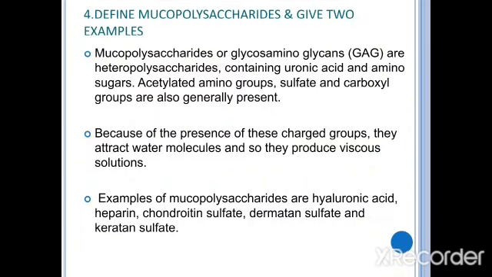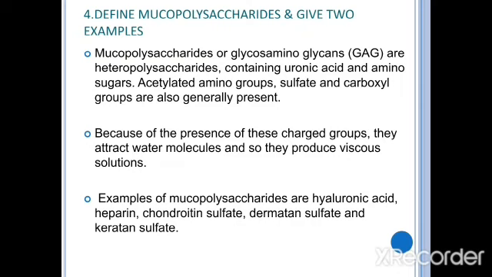Define mucopolysaccharide and give 2 examples. Mucopolysaccharides or glycosaminoglycans are heteropolysaccharides containing uronic acid and amino sugars. Acetylated amino group, sulfate and carboxyl groups are also present. Because of the presence of these charged groups, they attract water molecules and produce viscous solution.